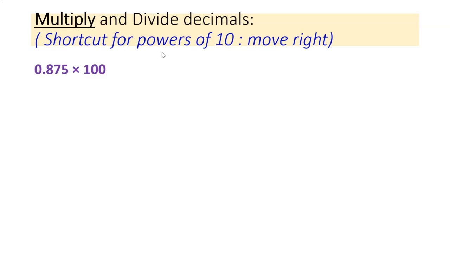Here's our first example, 8.875 times 100. Let me get the pen and let's get started. 100 has two zeros. 8.875 has three numbers after the decimal, so we are moving two places to the right. The decimal will go between 7 and 5, and therefore our answer will look like 887.5. Let's try another example.